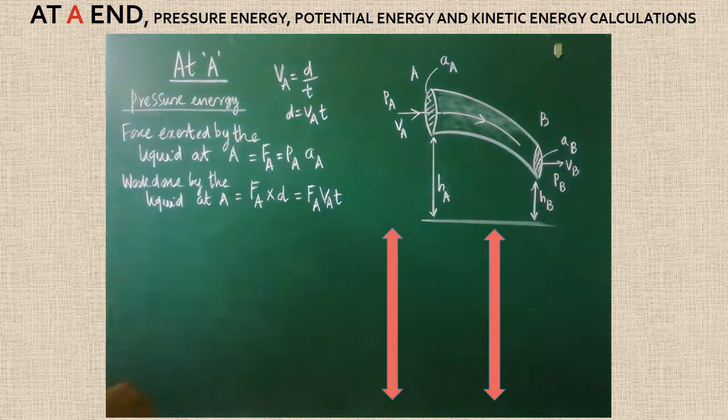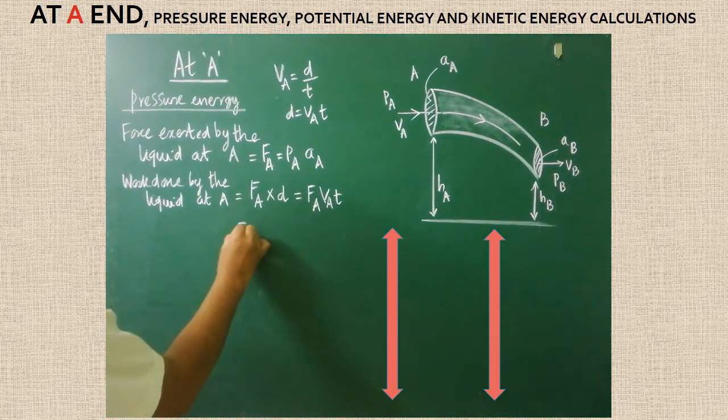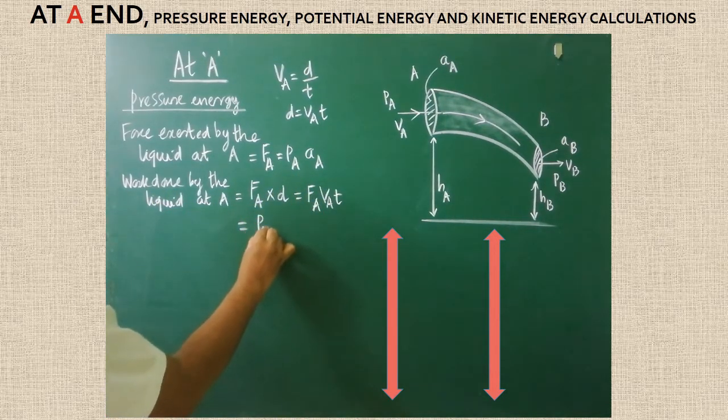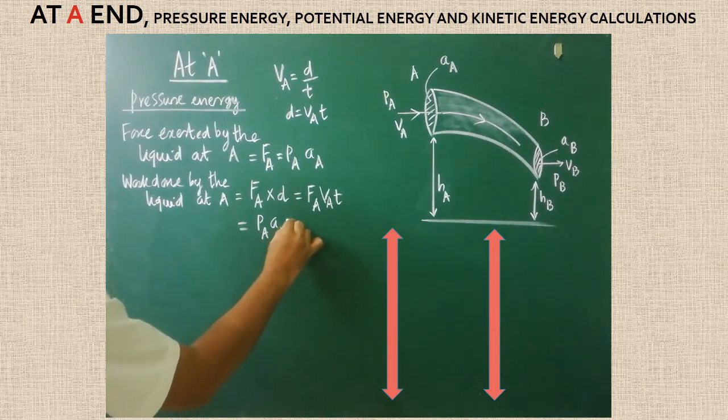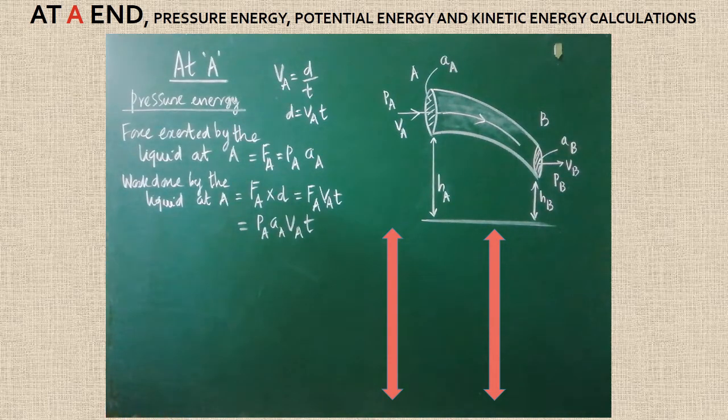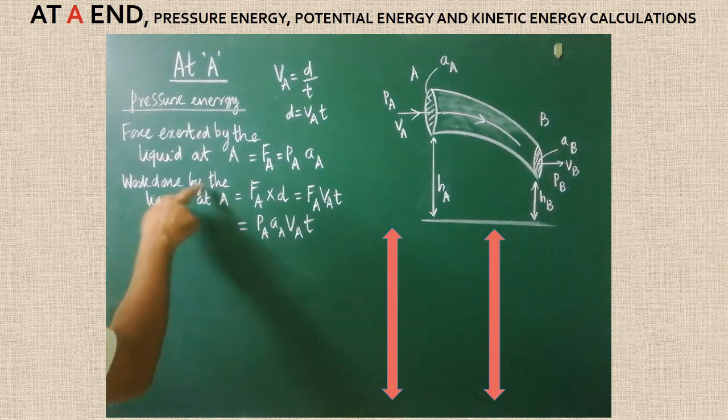Could you understand that? Now we know the formula for FA. The next step, work done can be calculated by replacing FA with PA AA, so work done is PA AA VA into T. So this is the work done formula. Usually, to calculate the energy, what is required? Work done is required. By calculating the work done alone, we are able to calculate the energy. Work done is always equivalent to energy here. So here the energy is due to pressure. That's why first we have to calculate the work done.